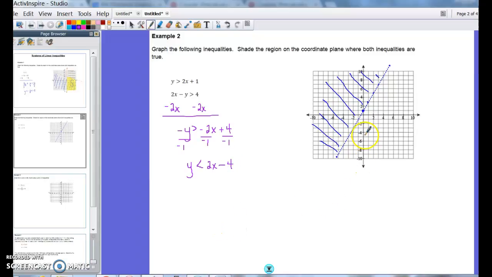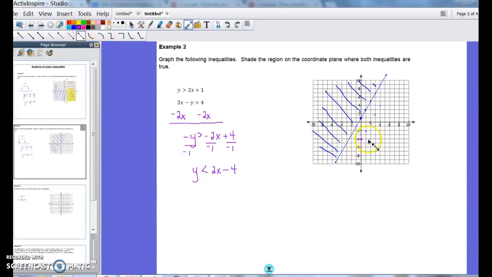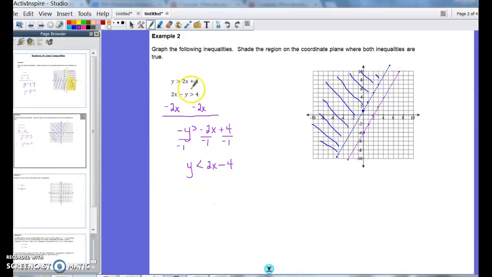Okay. So if I go down to negative 4 here, and my slope is positive 2, so I go up 2 over 1, up 2 over 1. And if I go ahead and graph my line, now if you notice, our two lines are parallel to each other. And if you remember back when we were talking about writing equations of lines, we said if the slopes are the same, those lines are parallel. So they both have a slope of 2, which is why they're parallel.